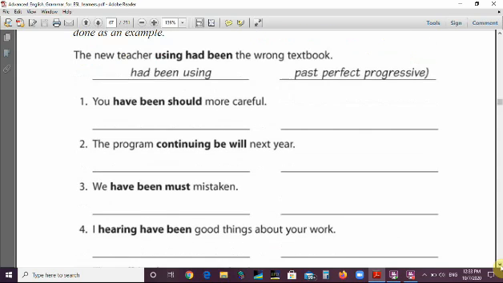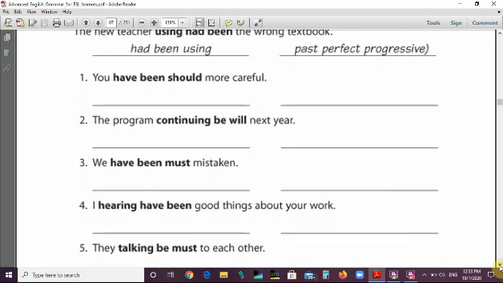Here, rearrange the words and mention the tense. Look at the example. The new teacher using had been using. What tense is it? Past perfect progressive. You have been should. You should have been. This is future perfect. You'll say it's not future, but when we have a modal verb at the beginning, it's future, even if it were in the past form. The program continuing be will. The program will be continuing. Future progressive, and so on.